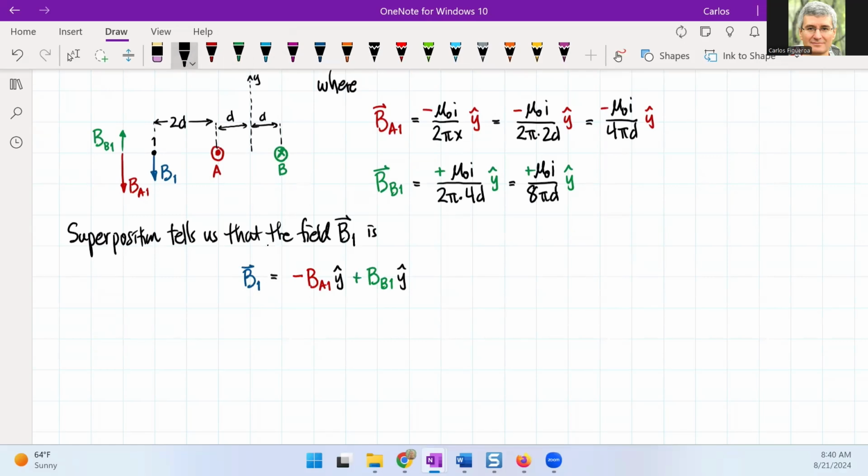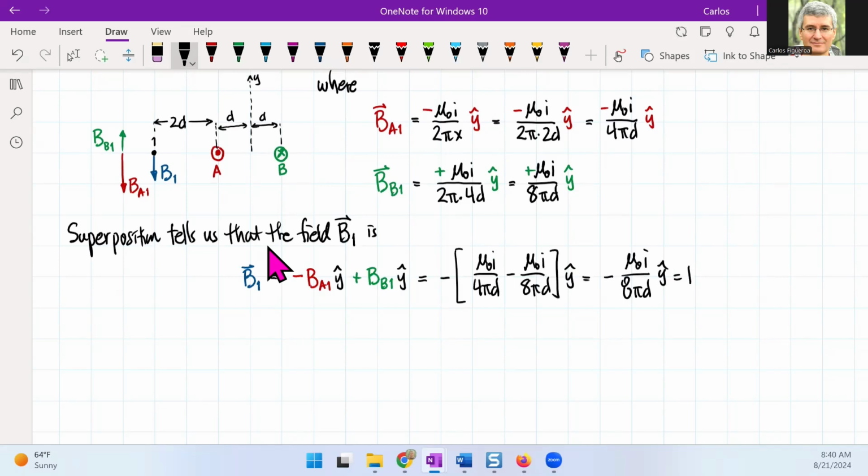So then if I add these together, here's what I get. I get μ₀I over 4πd minus μ₀I over 8πd, where I factored out a minus sign. And this is again in the y direction. So the field is now minus μ₀I over 8πd in the y direction, and this is the magnetic field at 1.